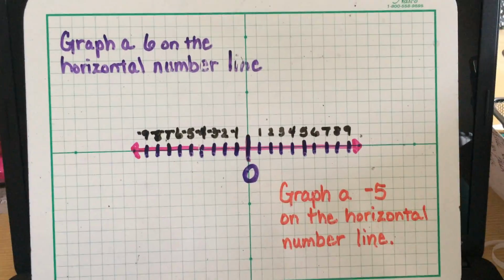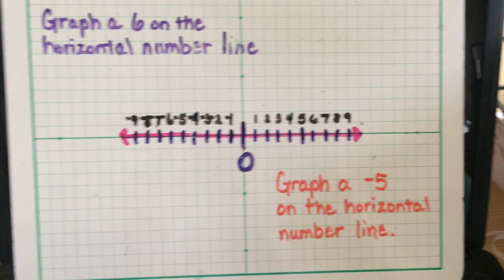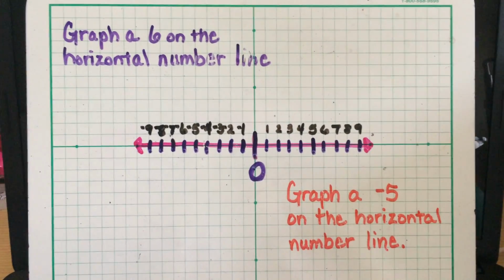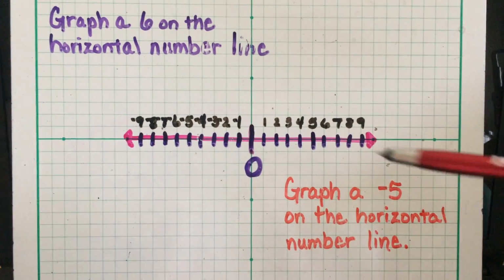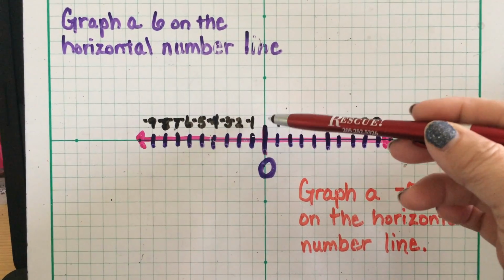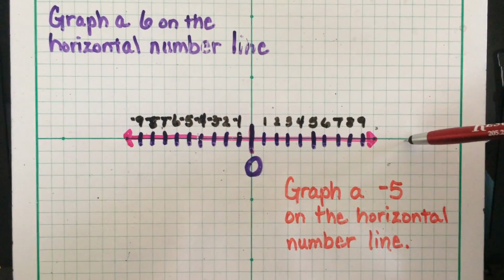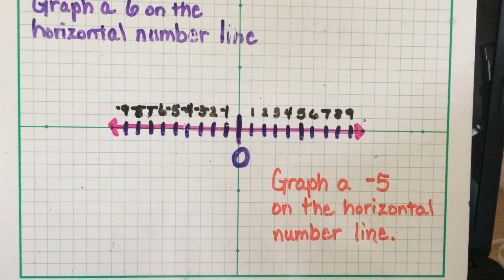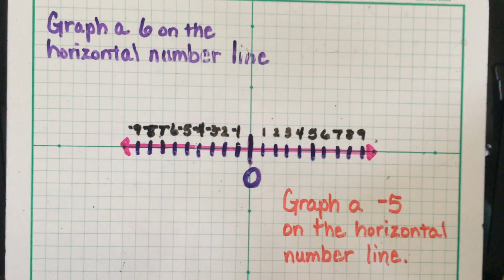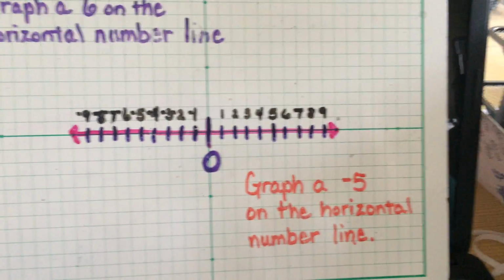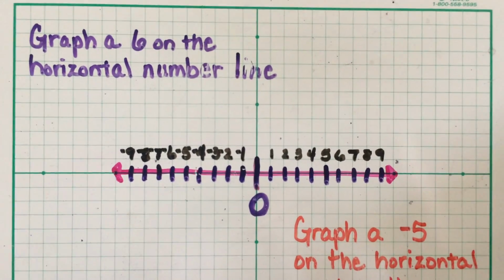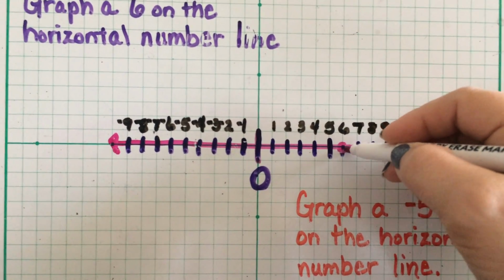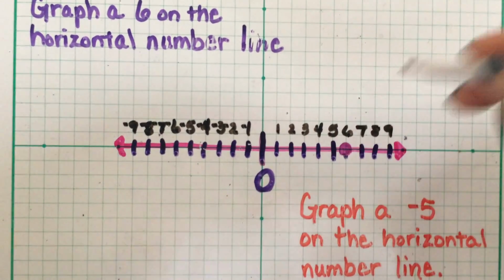First, we're going to look at a horizontal number line. We've talked about number lines before, we've seen them, we've used them. We've talked about how the 0 is in the center, and off to the right are positive numbers and off to the left are negative numbers. So what it wants you to do today, and in your IXL, is to graph a 6 on the horizontal number line. All it's wanting you to do is put a dot on the 6.